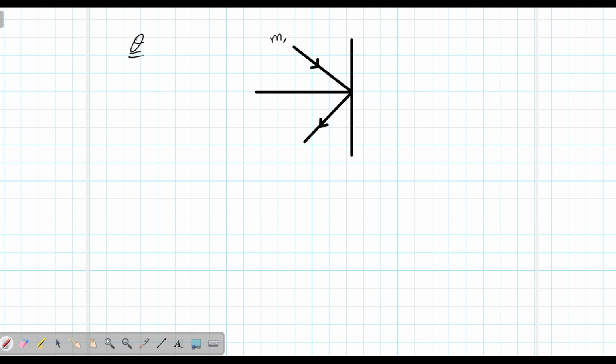So in this question, a ball of mass m is projected with speed v. Here also a ball of mass m is projected with speed v. It makes an angle of 60 degrees. Find the impulse.